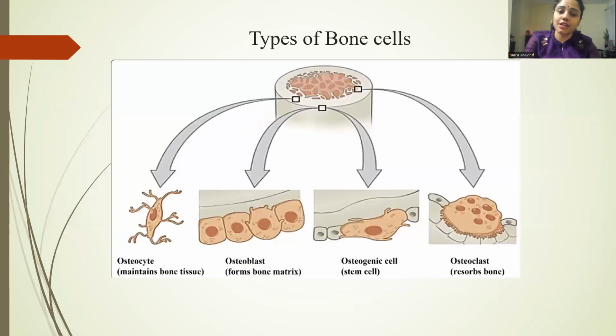Though the bones vary in size and shape, the cells of the bone are the same. Osteoblast, that is the bone forming cell; osteoclast, the bone resorbing cell; osteoprogenitor cells, which are mesenchymal stem cells or precursor cells that have the ability to differentiate into osteoblasts; and osteocytes, which are entrapped osteoblasts within the bony matrix.